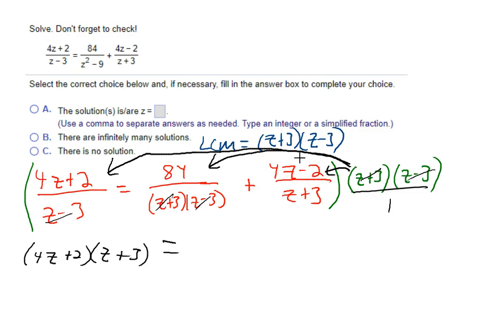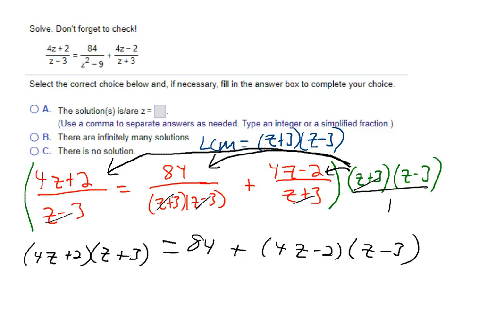However, I'm not going to leave this marked out because a fresh copy has to get multiplied to the next fraction, so let's undo that. Just keep in mind that both of these got canceled out with these two down here, so all I have left over is the 84. Plus, for the last case, the z plus 3's get canceled out, so what I'm going to have left over here is 4z minus 2 times z minus 3. All right.